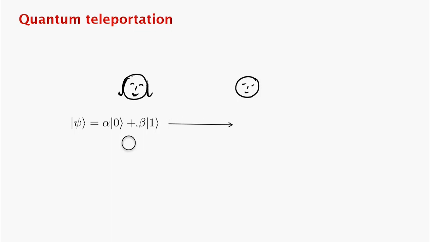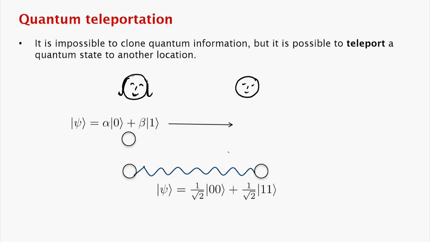Now, of course, it's a very bad idea for Alice to measure her qubit to try to figure out alpha and beta, because if she does so, she'll destroy the qubit, the superposition, and she'll learn very little information about alpha and beta. So how can she possibly transport this qubit to Bob's lab? So the answer is quantum teleportation.